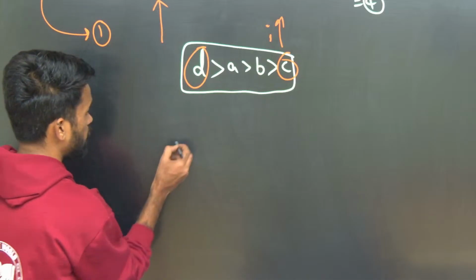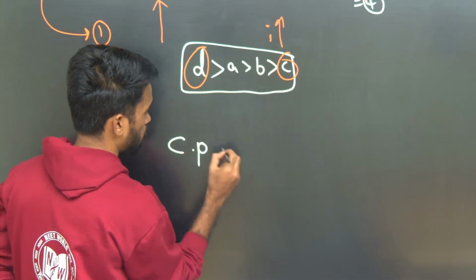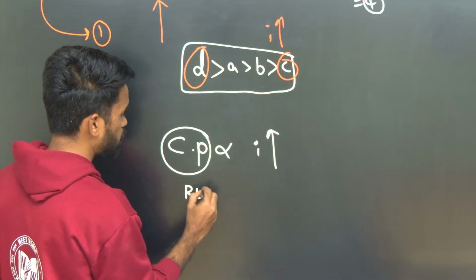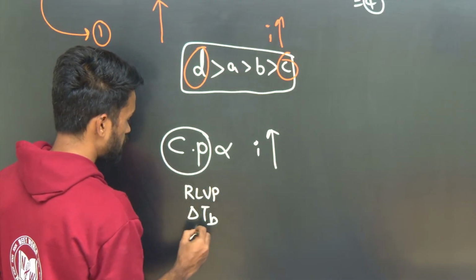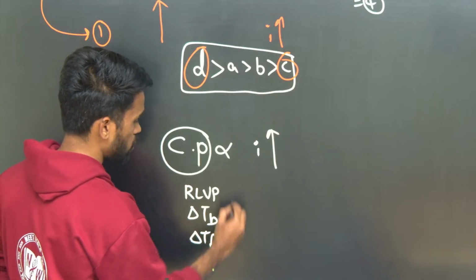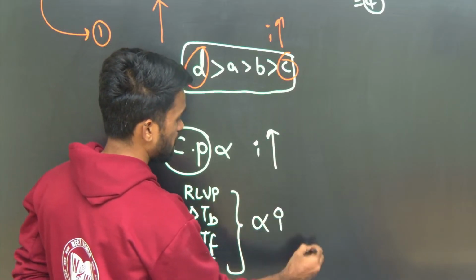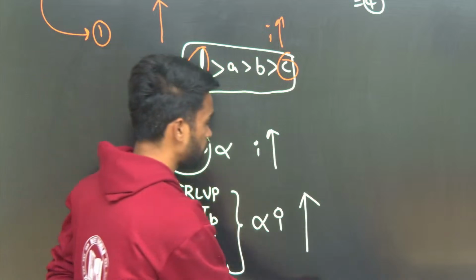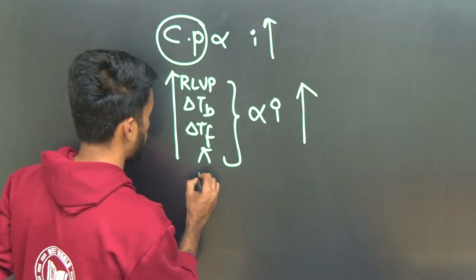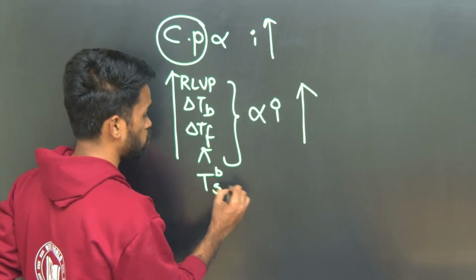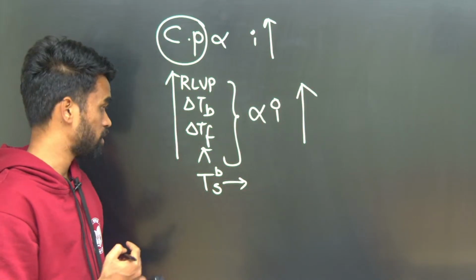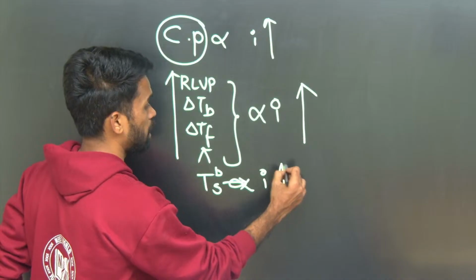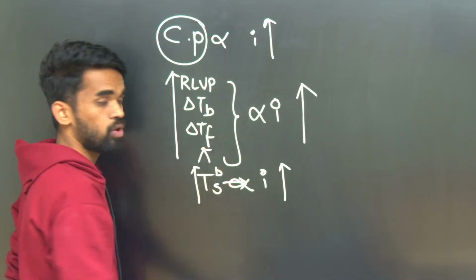See what I am saying, whenever colligative properties are there, the more the i value, the greater is the colligative property. It means RLVP, ΔTb, ΔTf and osmotic pressure are all directly proportional to i. The greater the i value, the greater their colligative property values. Along with this, elevation in boiling point is also directly proportional. A solution with greater boiling point elevation is also directly proportional to i. So the more the i value for a particular concentration, the greater is the boiling point of the solution.